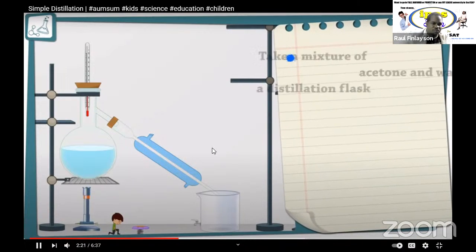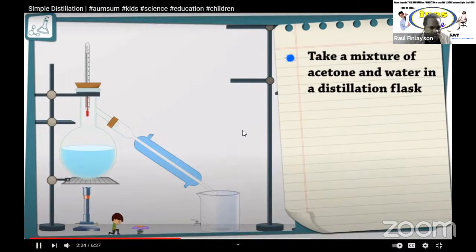All right. Take a mixture of acetone and water in a distillation flask. Now stick around there. So they're actually wanting you to separate water and acetone by simple distillation. This is interesting, because if you check more sources, you use simple distillation when the two substances you're trying to separate have far apart boiling points. The boiling points are totally different. So we all know that.